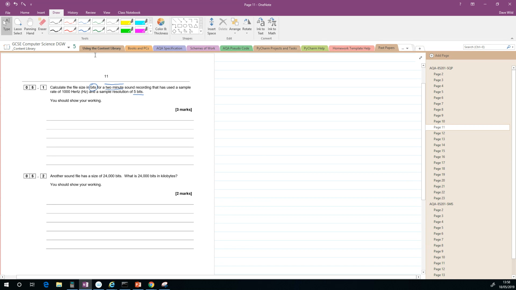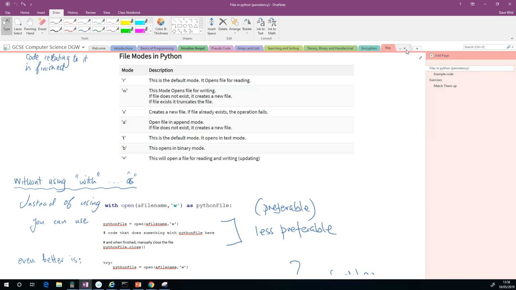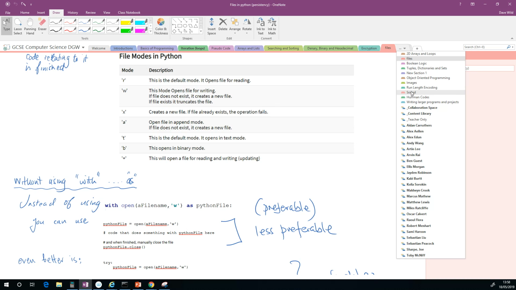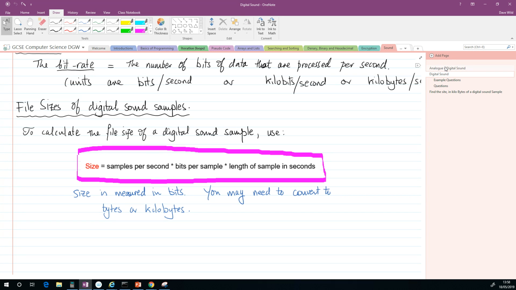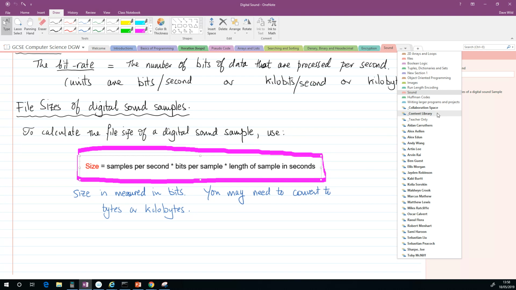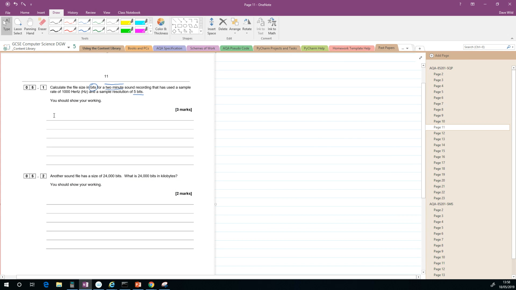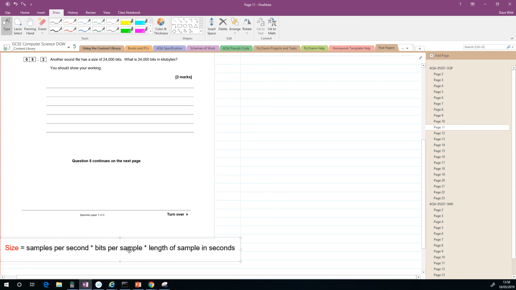Well, it's in your notes. Let's just show you where that is. We're talking about sound, so let's go to our notes and find sound. Here we are, and if you look through, there is your formula. I'm going to copy that. You can't do that, of course, but that's what you need to write out in your exam paper. So let's go back to our paper and we're going to write that out.